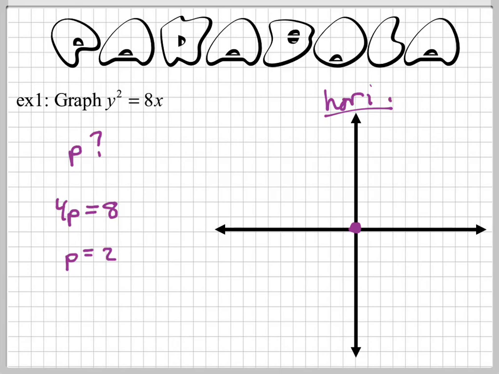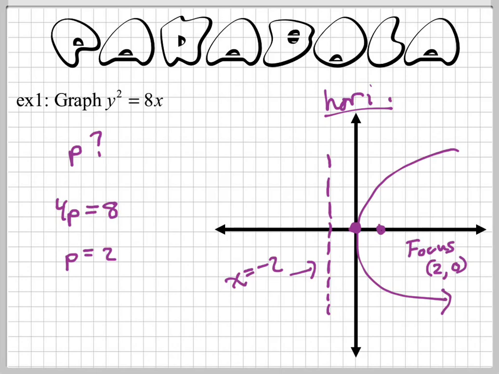So if p equals 2, are we going to go 1, 2 to the right or 1, 2 to the left to find our focus? To the right. 1, 2 to the right. So there's our focus point. Our focus point is going to be 2, 0. And then for our directrix, we're going to go 1, 2 to the left. Our directrix is going to be a dotted line that crosses the -2. So we're going to say that that is x equals -2. And now we just have to draw a parabola. Bam! That's not bad. That was way better.